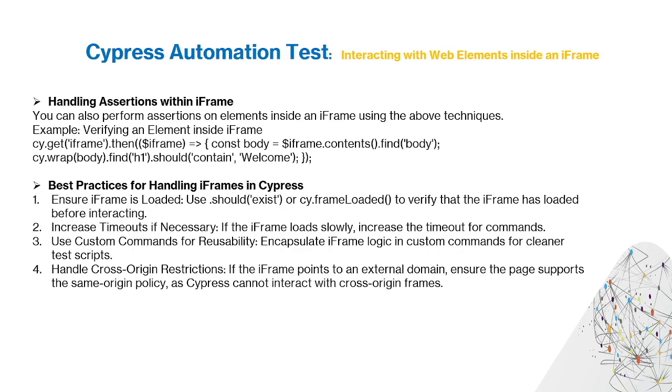Handle assertions within the iframe. You can also perform assertions on web elements inside an iframe. Use the above techniques. Verify elements inside the iframe. You can use this code. Next, here is wrap the iframe, and find the web element h1. And this h1 should contain the welcome text.